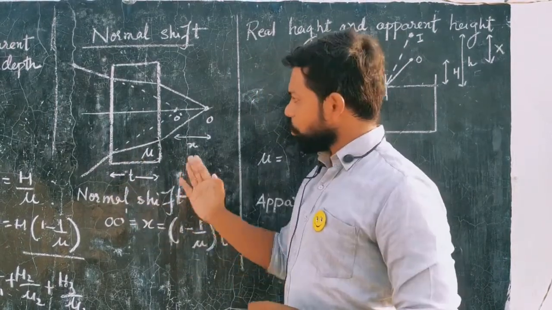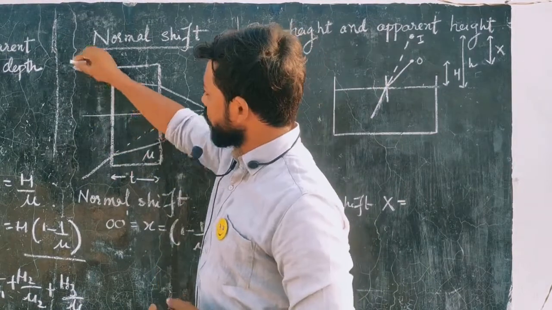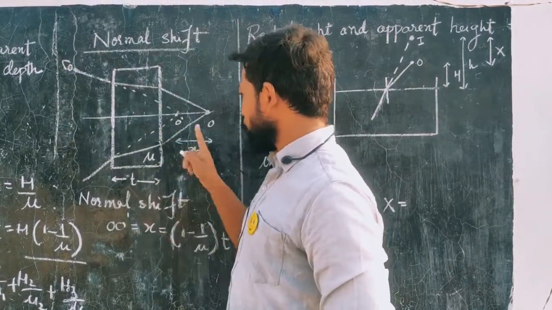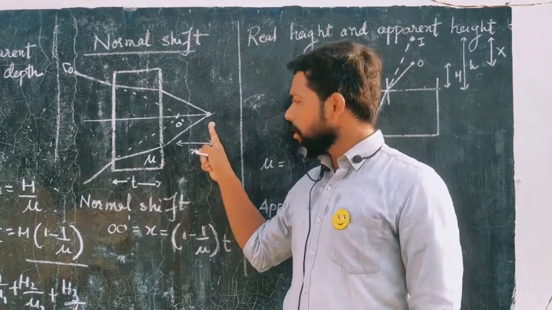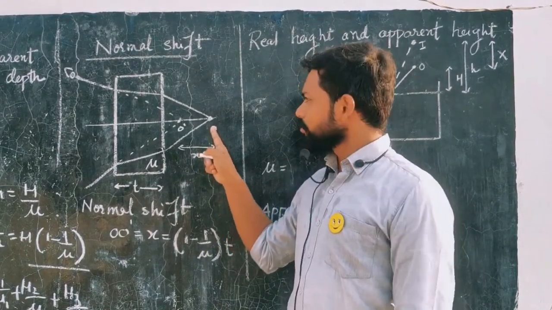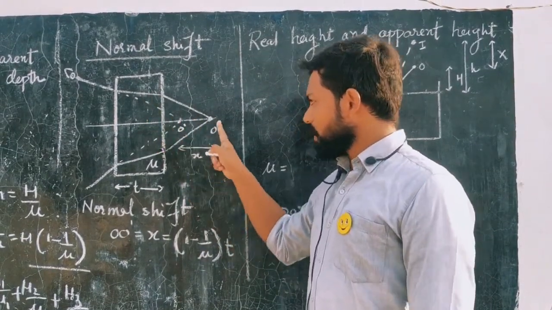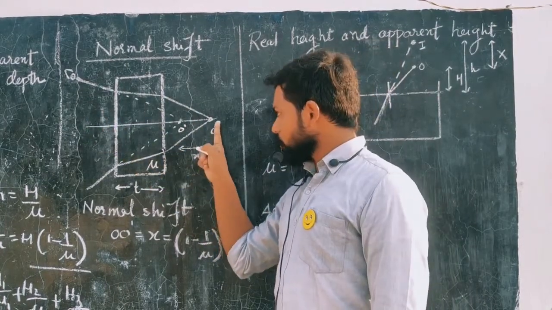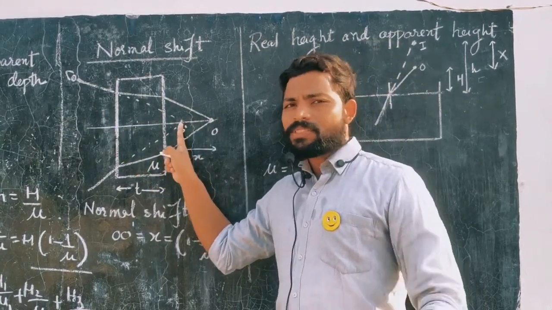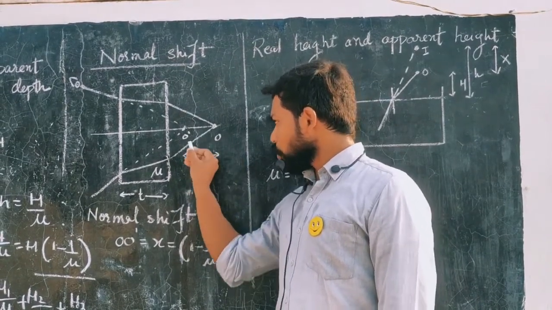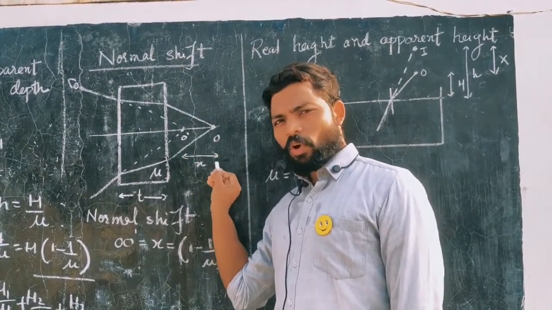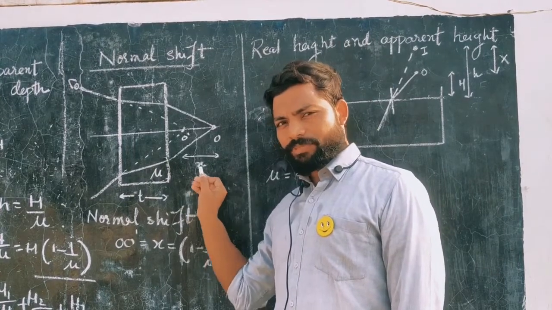When we are watching from the other side, let us say we are watching from here. The original place of the object is here. But when we see the object from the other side, we feel the object is actually here. That means we have a shift here. We call that shift OO' as x. We call this the vertical shift, right?